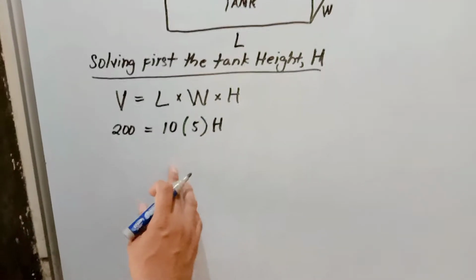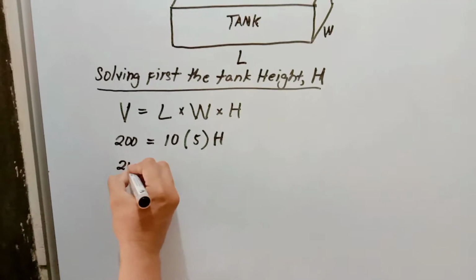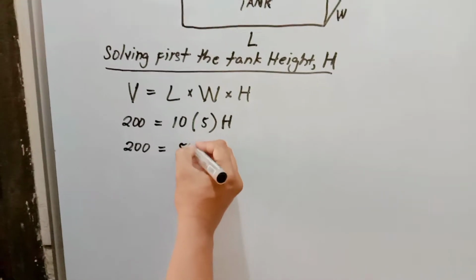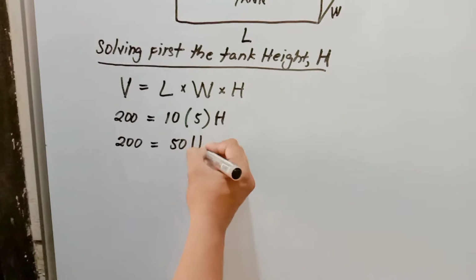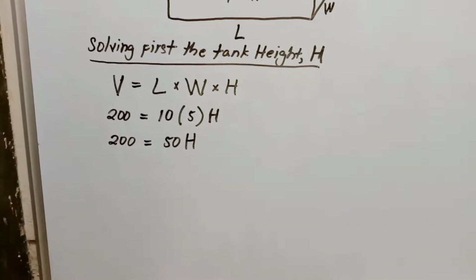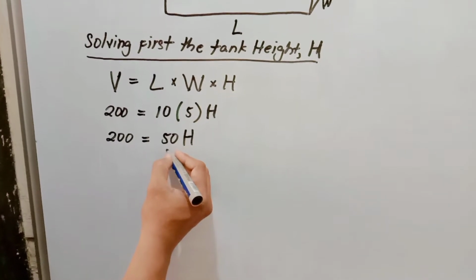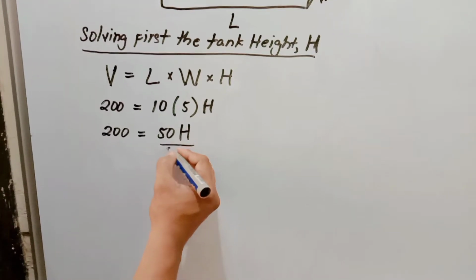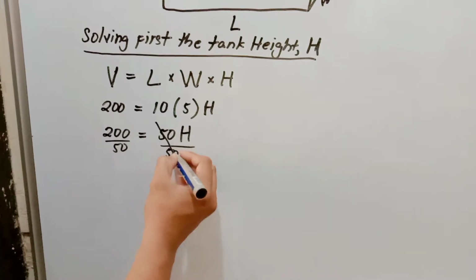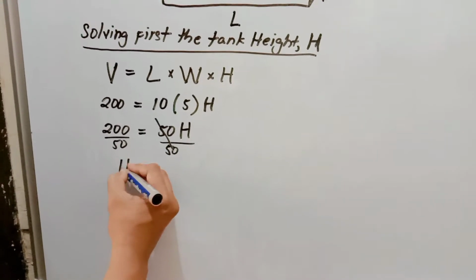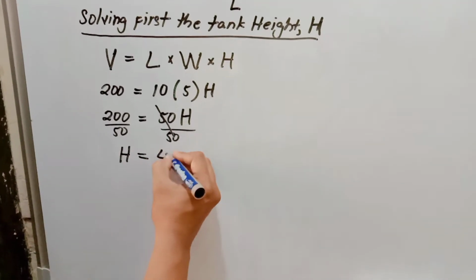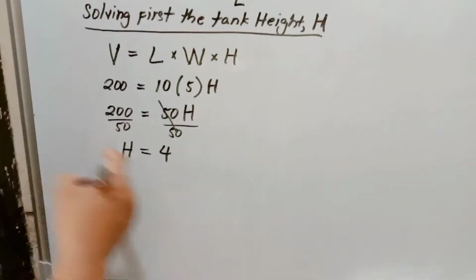Now to simplify this expression, 200 is equal to 10 times 5 is 50, times the height. Now, to find the height, we need to bring down 50. So the height of the tank will be equal to 4 meters. Right? 200 divided by 50 is 4 meters.